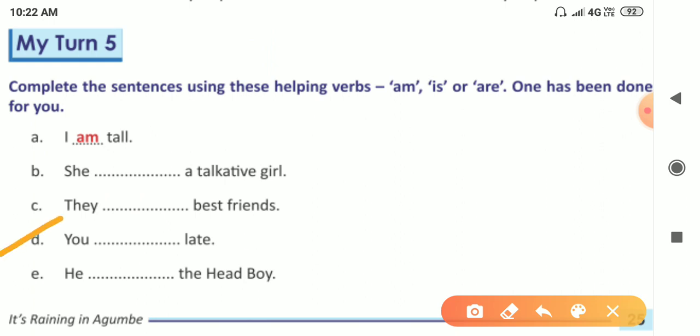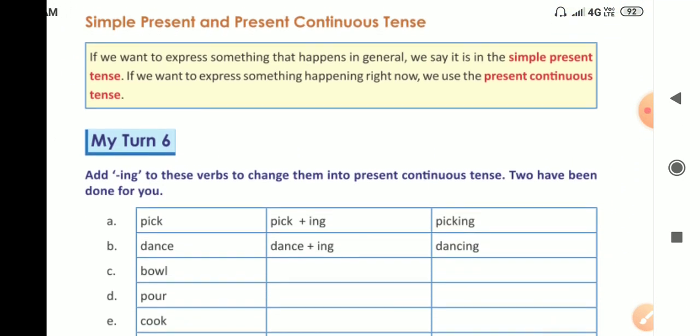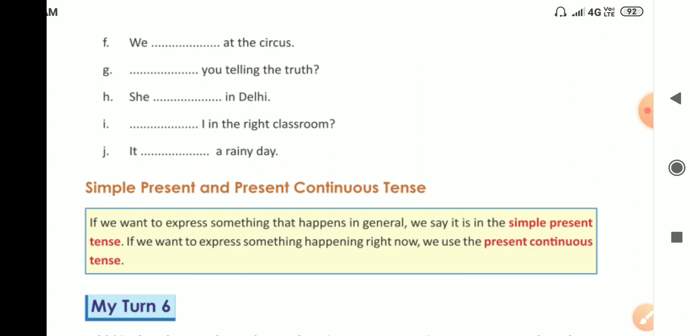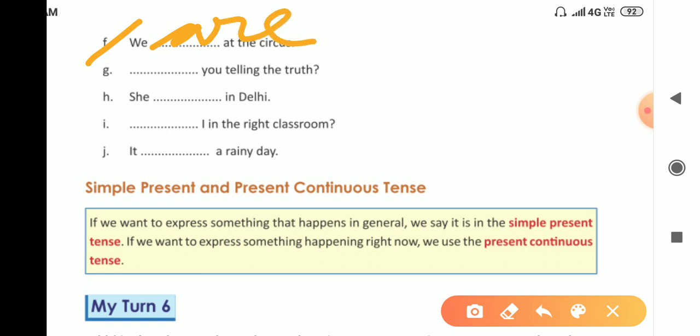Okay, next in D part, you dash late. You are late. We read that with you we will write are. Okay, next is he dash head boy. He is singular, so we will write here is. He is the head boy. And some practice is left, in your English practice book at page number 26. See, we dash at the circus. We is a plural, so we will write here are. We are at the circus.